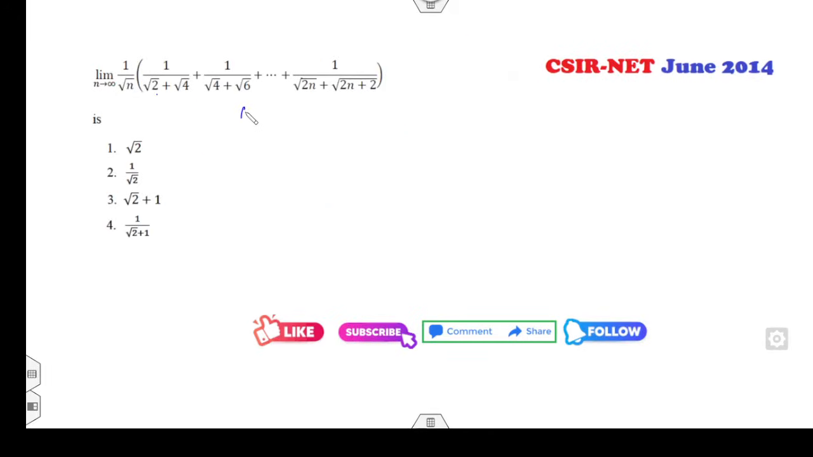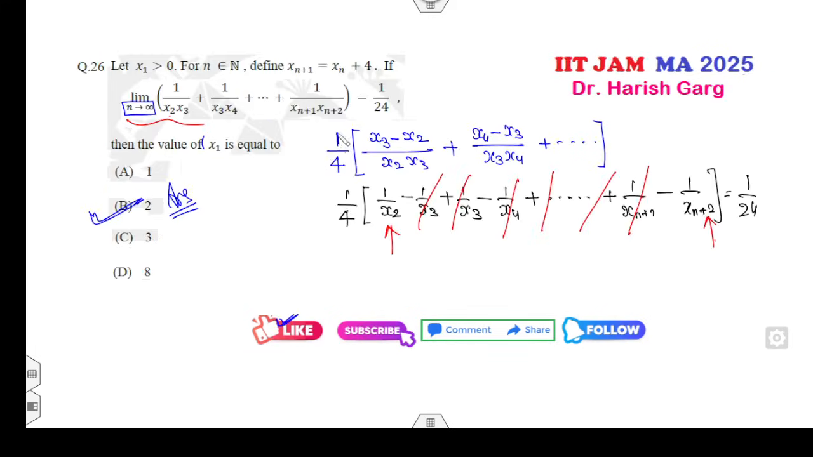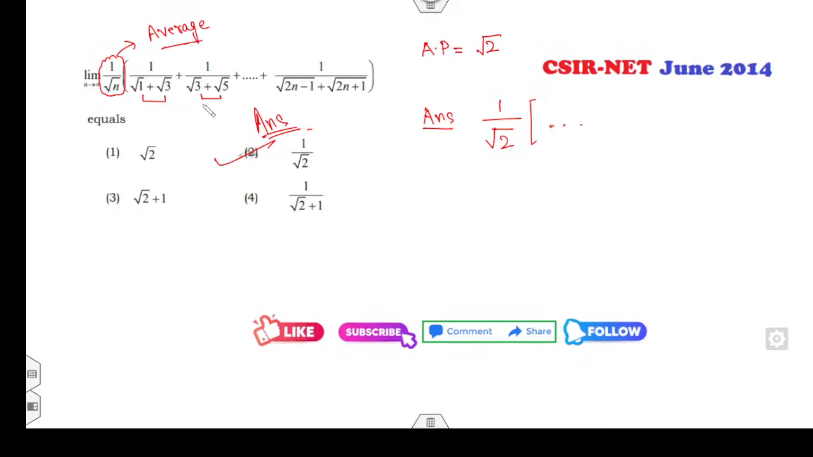Again you can see this term is my AP. Common difference will be root 2 and it looks like average. So the answer is 1 by common difference. 1 by common difference is second is the right answer. You can see in each of the problems I start with the 1 over. It's an AP, common difference is 4, I can start with the 1 over common difference. Same, you can start with the 1 over common difference, is a root 2, I can write as 1 by root 2 and so on.